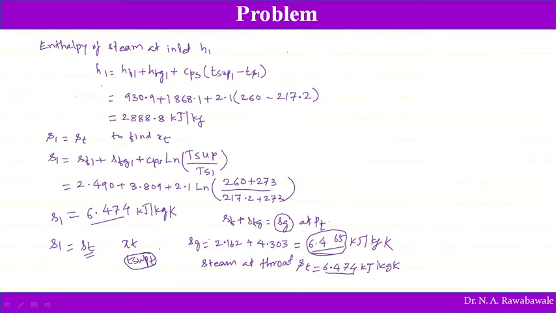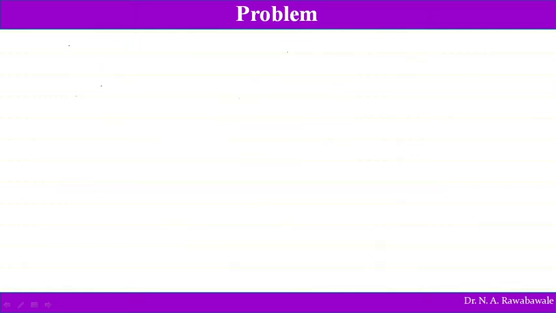If we try to find out XT, the value of XT will be greater than 1. So that indicates steam is superheated. If steam is superheated, we have to find out the temperature of superheated steam. Now to find it, let us go on to the next page. Entropy at point 1 is equal to entropy at throat.